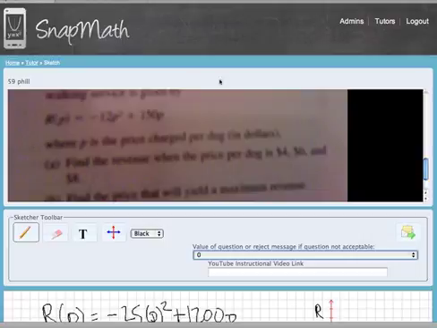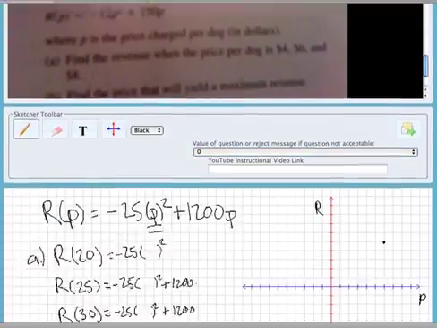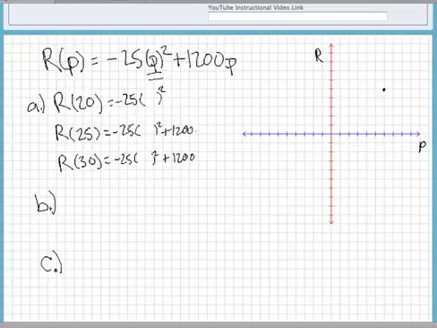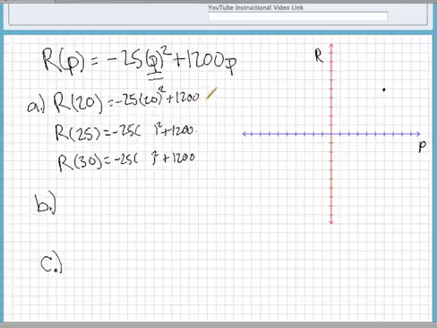So your question is a revenue problem, and the revenue is based upon this price. This is our revenue function based on price, P. The first step is to plug in all of these, 20, 25, and 30, into this function. Negative 25 times 20 squared plus 1200 times 20 is actually going to equal 14,000.